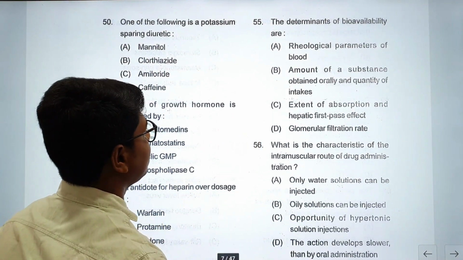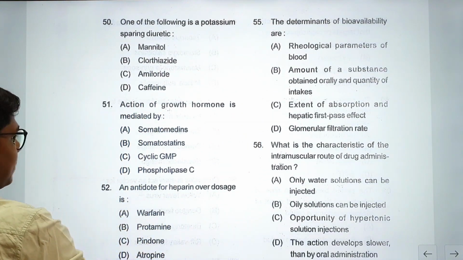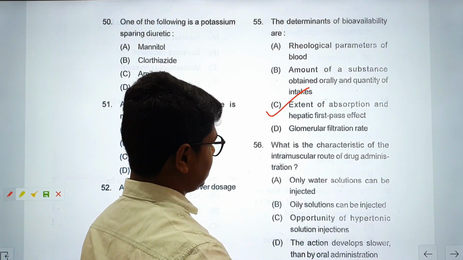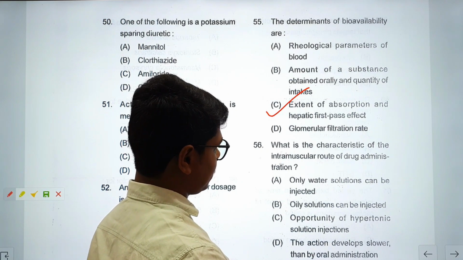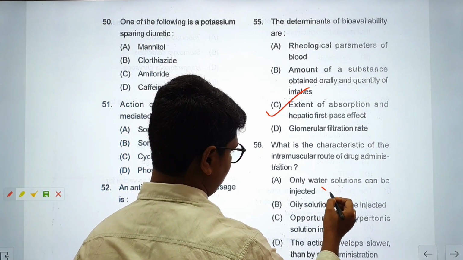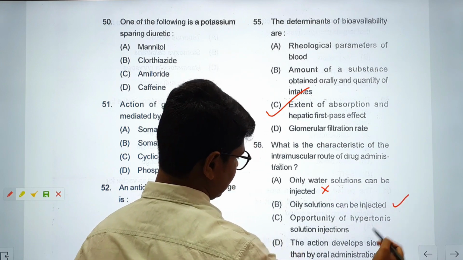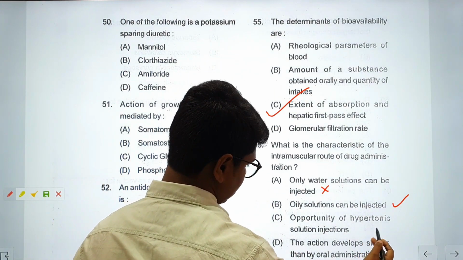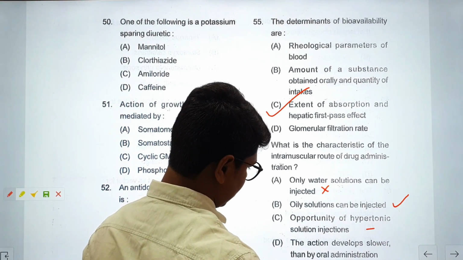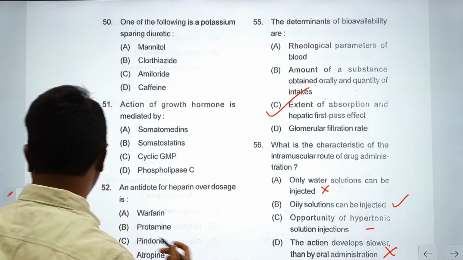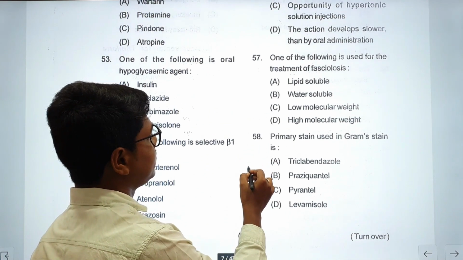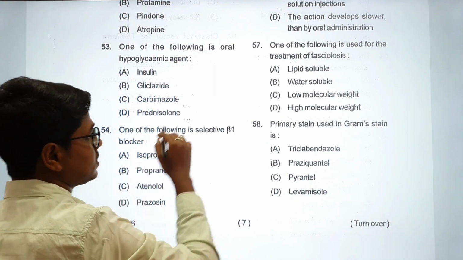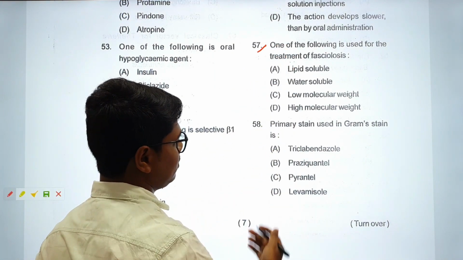The determinants of bioavailability are the absorption and hepatic first pass effect. Which is the characteristic of the intramuscular route of drug administration? Only water, no oily can be given. Yes, oily can be injected. Hypertonic solutions are given intravenously. The action development is slower, this is wrong. Okay, it is faster than oral administration. Questions 57 and 58, the options are intermingled. Okay, for question number 57, the options are in 58.